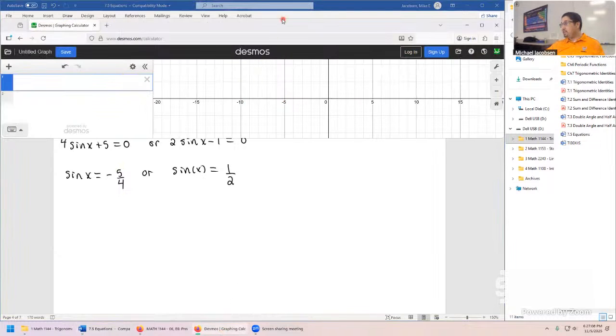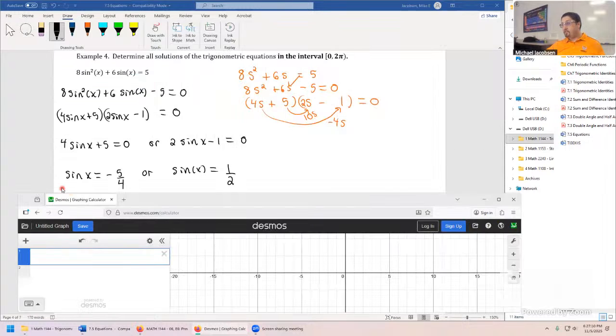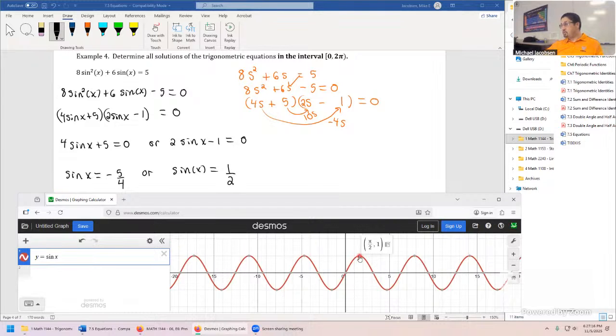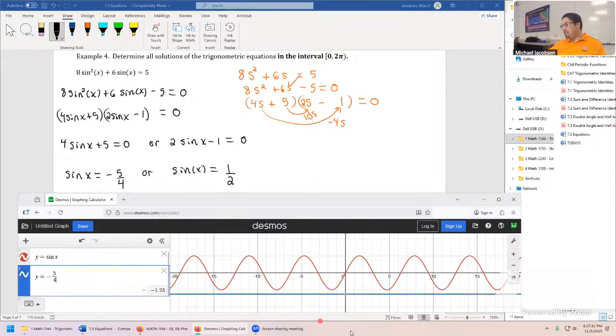And here's one way to think about it. If you plot sine x, here it is. It's a periodic function. Its amplitude is 1. The maximum value it takes is 1. Minimum value it takes is -1. That makes the negative 5/4 really kind of suspicious as a right-hand side. If you plot negative 5/4, that's less than -1, and there are no intersections on this graph.